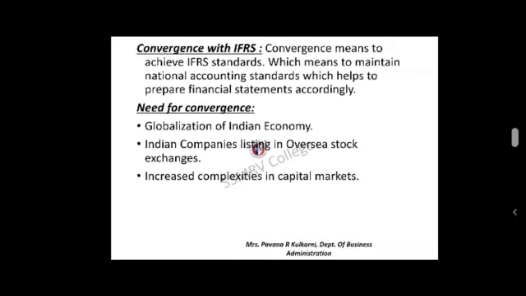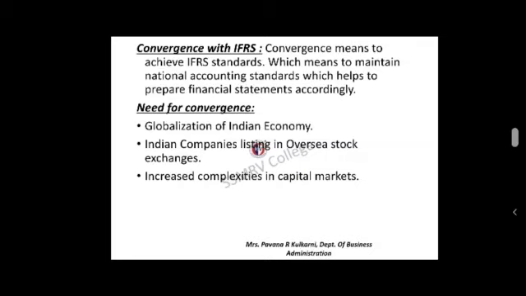The next component is convergence with IFRS. Convergence means maintaining national accounting standards to prepare the financial statements. Every company should maintain national accounting standards while preparing the financial statements. Such thing is called convergence with IFRS. What is the need behind convergence? First point states that globalization of the Indian economy made every company adopt national accounting standards.